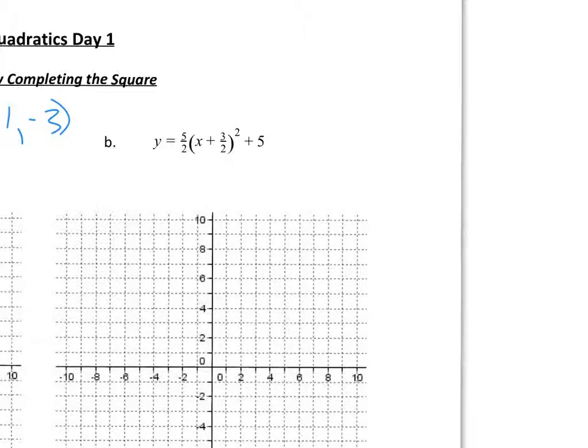Same question, what is the optimal value? Start with the a value. This a value is positive. That means that my quadratic is pointing up, and so that means that this is going to have a minimum, and the minimum value is going to be +5. So my optimal value for this function is y equals +5.